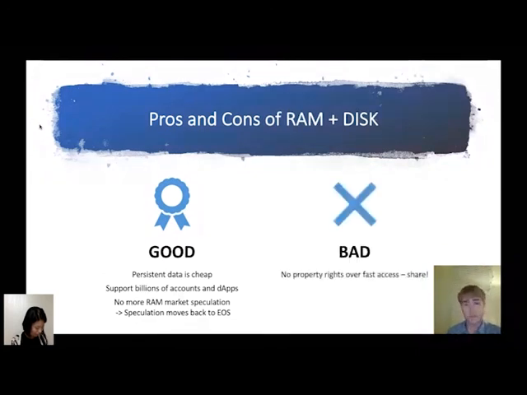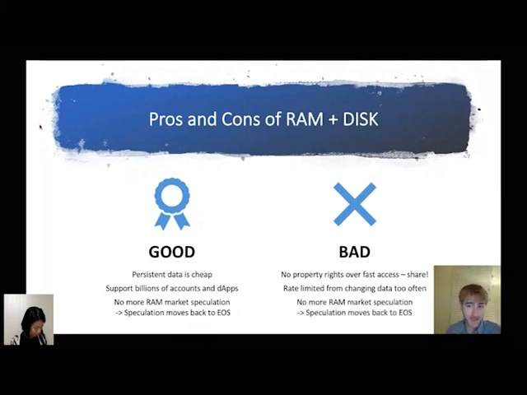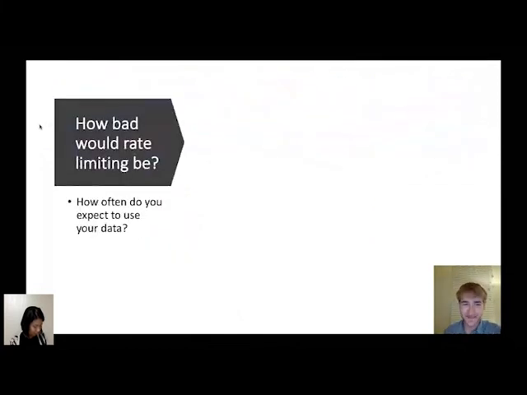Okay, so what are the downsides? No property rights over fast access anymore. You have to share. That means that you have to share your time in RAM. You can't always access your data. You can't purchase the right to do that anymore. It means that you are basically rate limited from changing your data too often according to how many EOS you have. And as a potential con, if you're a RAM speculator, you're not going to like this because this gets rid of the RAM market.